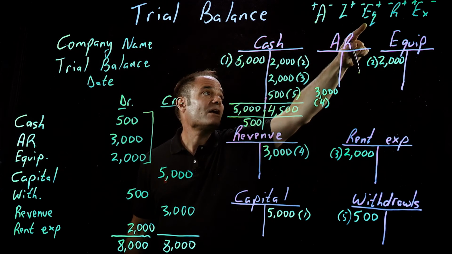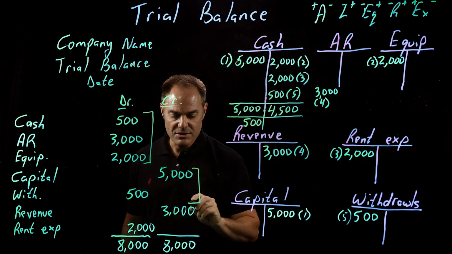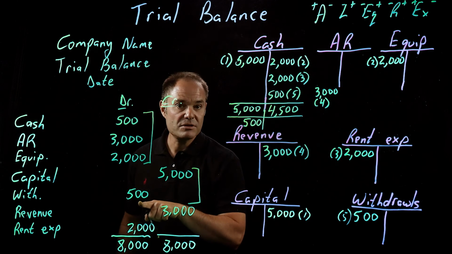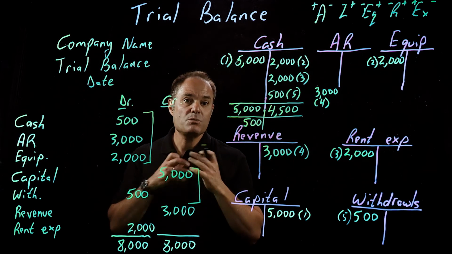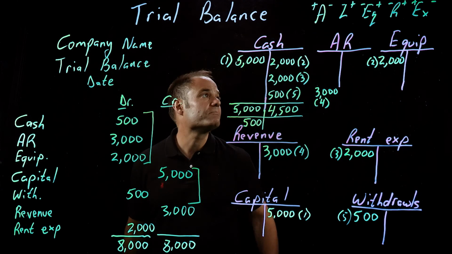Liabilities we don't have. Equity is a credit account. Well, there's my equity accounts. The bulk of it is a credit. There's a small debit, the withdrawals. But remember, we said withdrawals are kind of like a negative on equity. It's a reduction in the company's equity.